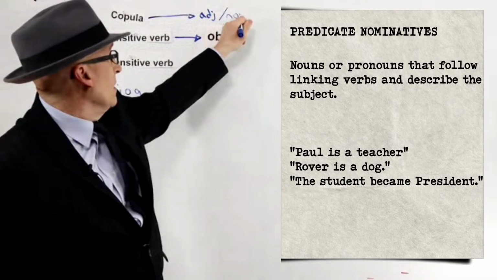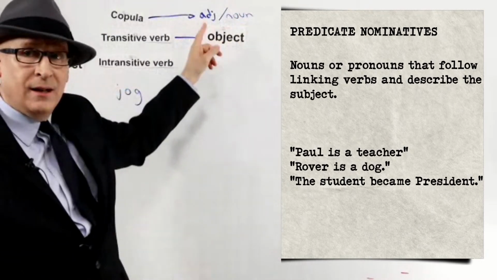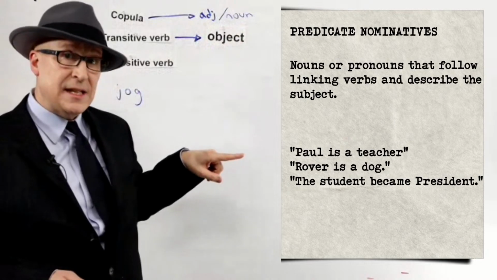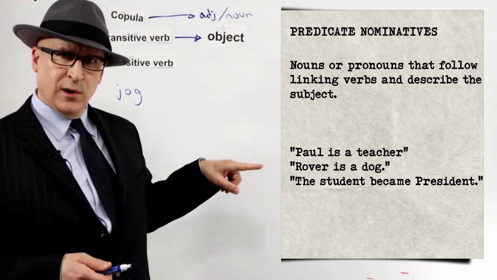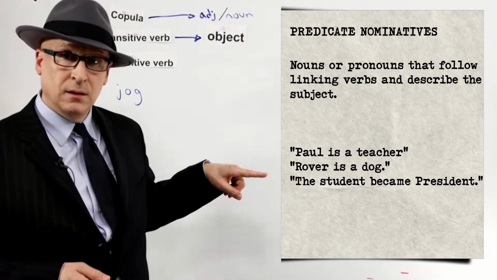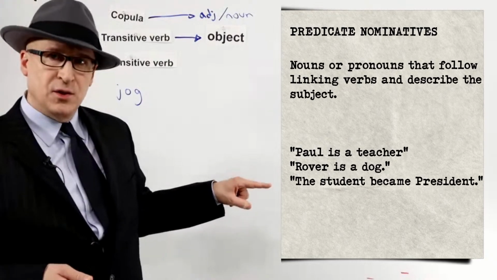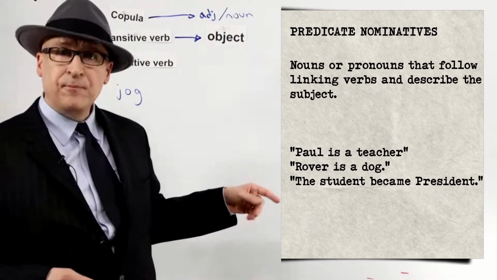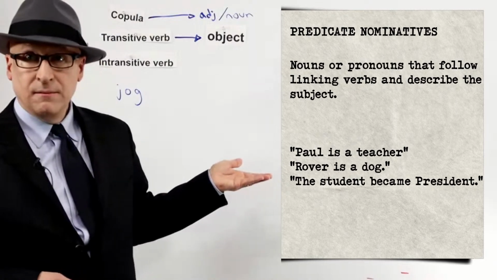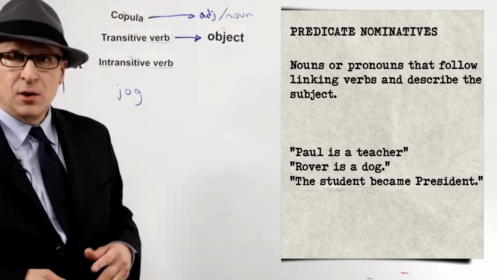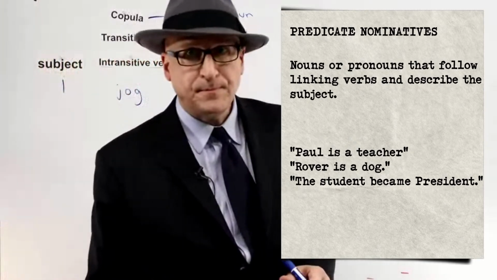So we can put a noun here, right? We said Paul is happy. Here we're saying Paul is a teacher. Teacher is a noun. Noun is a part of speech. Rover is a dog. Dog is a noun. That's the part of speech. The student became president. President is a noun. That's the predicate nominative. So nouns can come after copulas, which I think we know. We've talked about this before.